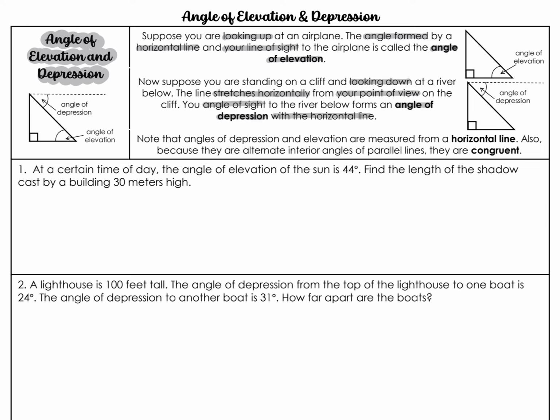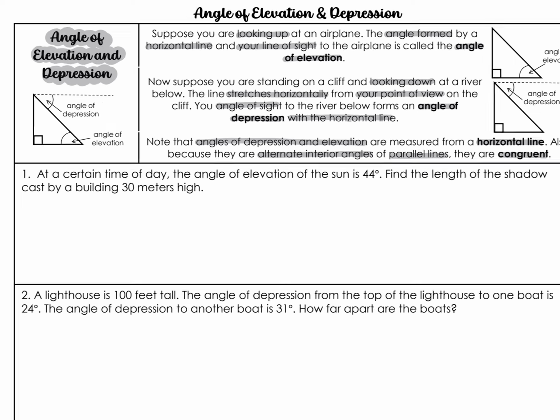Okay, so key thing is we do have horizontal lines here. Just a note that your angle of depression and elevation are measured from a horizontal line. Also, they are alternate interior angles, so they are congruent, because of those parallel lines that you have, the two horizontal lines. And like I said, they are congruent.